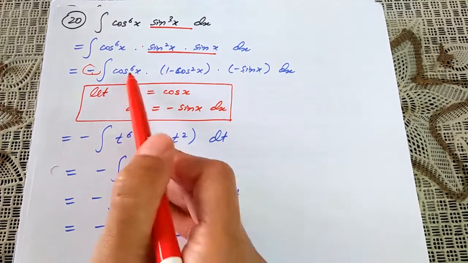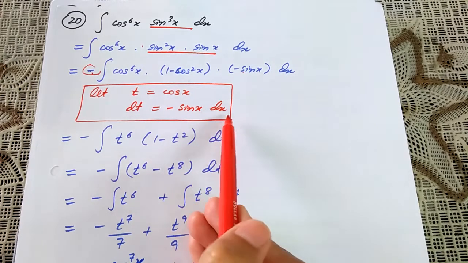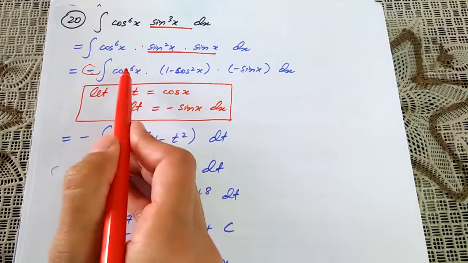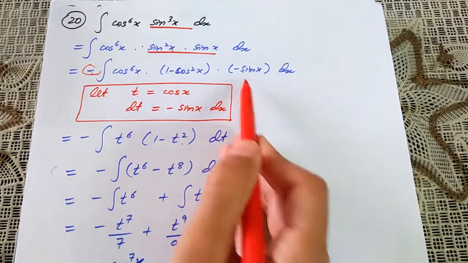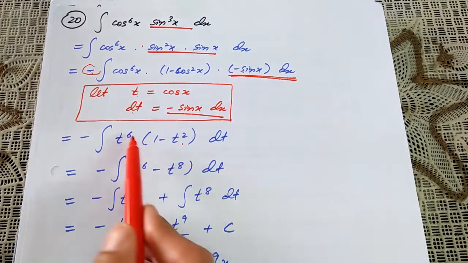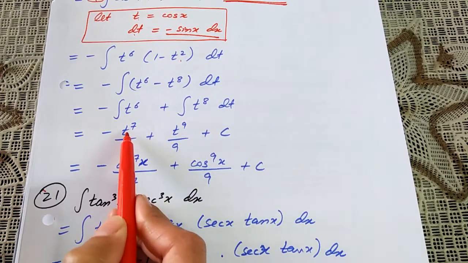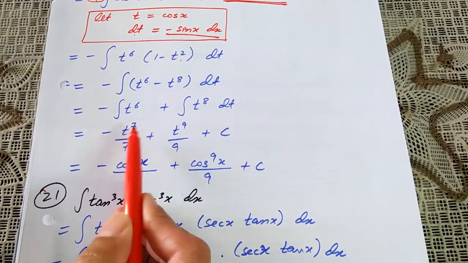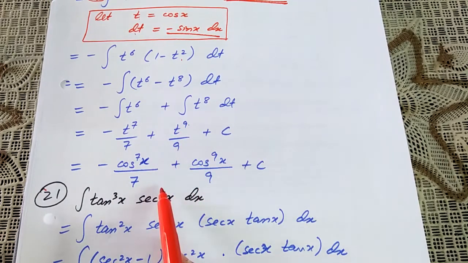Now just suppose cos of x equals t. dt will give us minus sine of x dx. Cos 6x will be t to the 6, 1 minus t square, and this function will give us dt. Just simplify this and integrate it using the power rule simply. Now t was our cos x, so t to the 7 will be cos 7x and t to the 9 will be cos 9x.